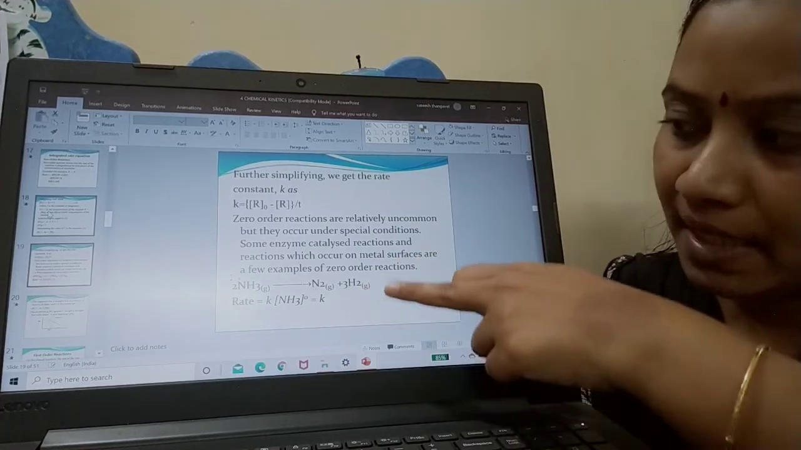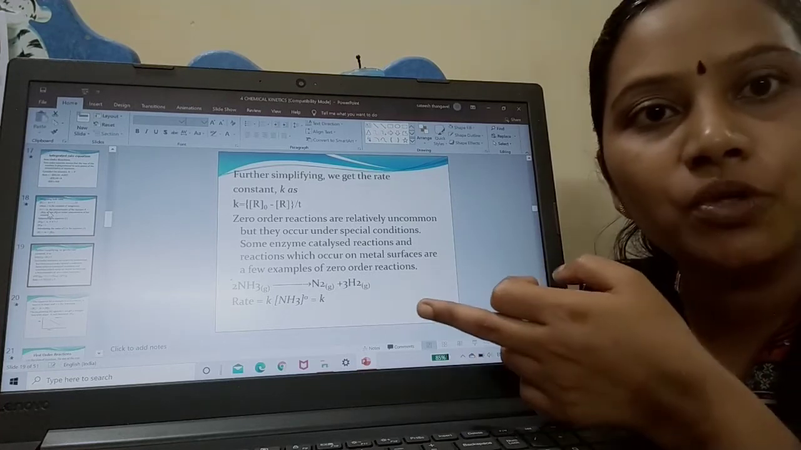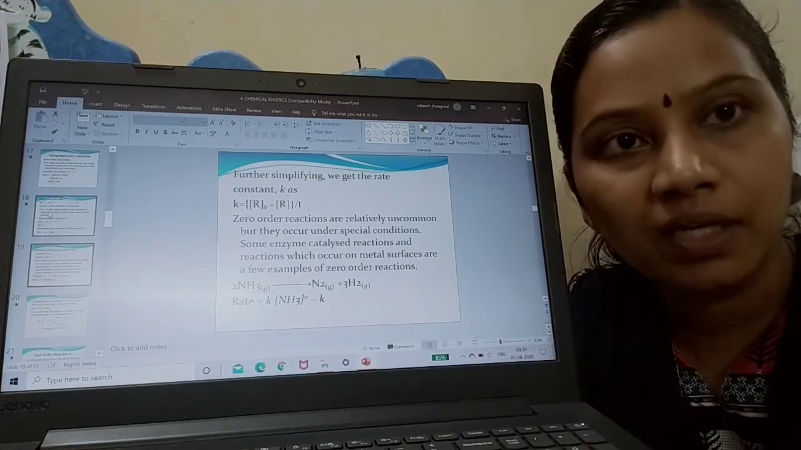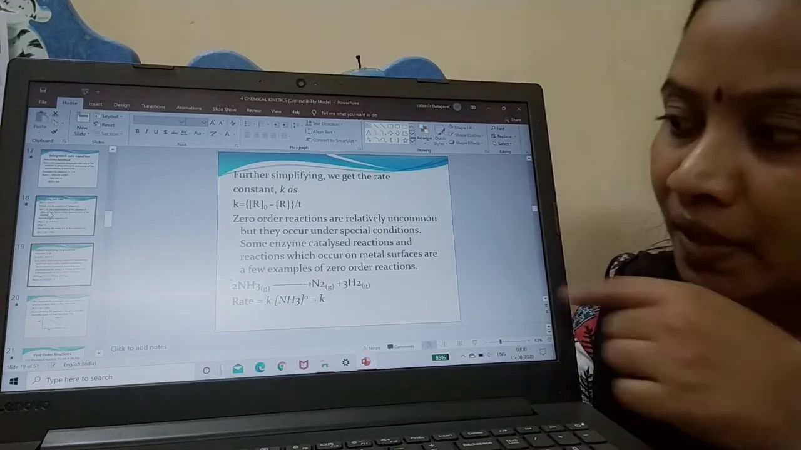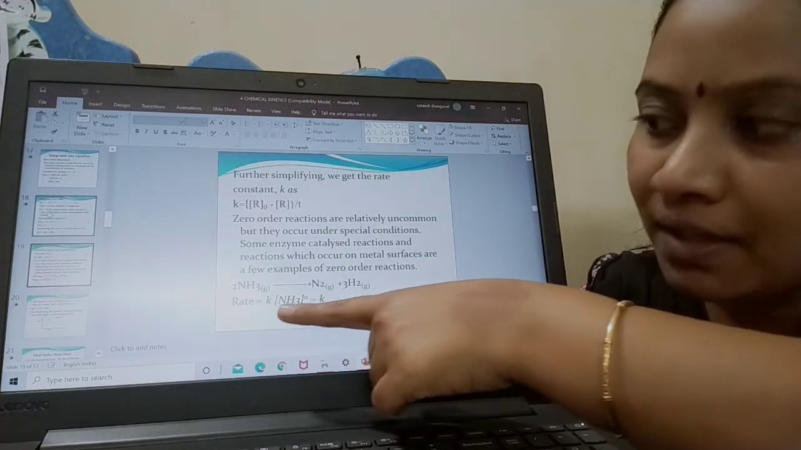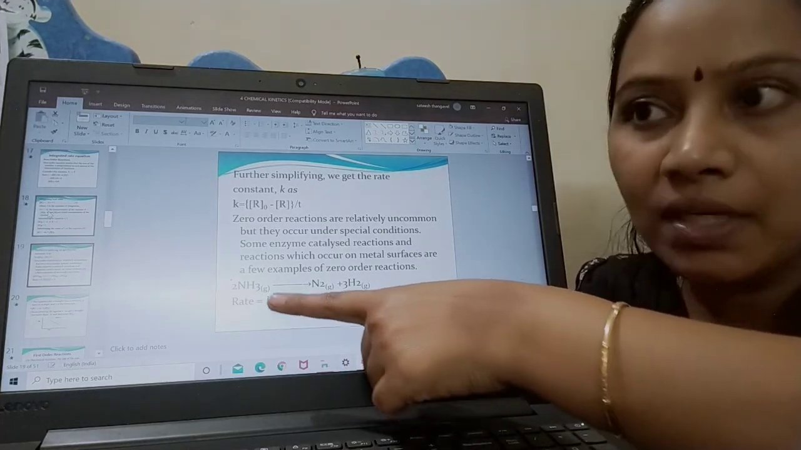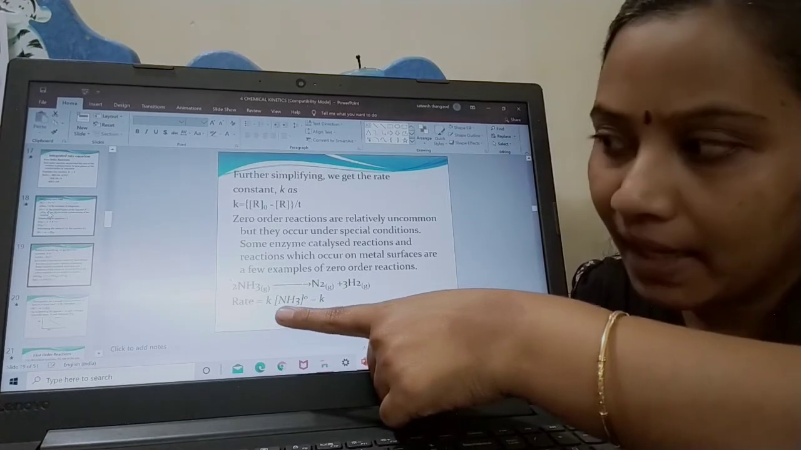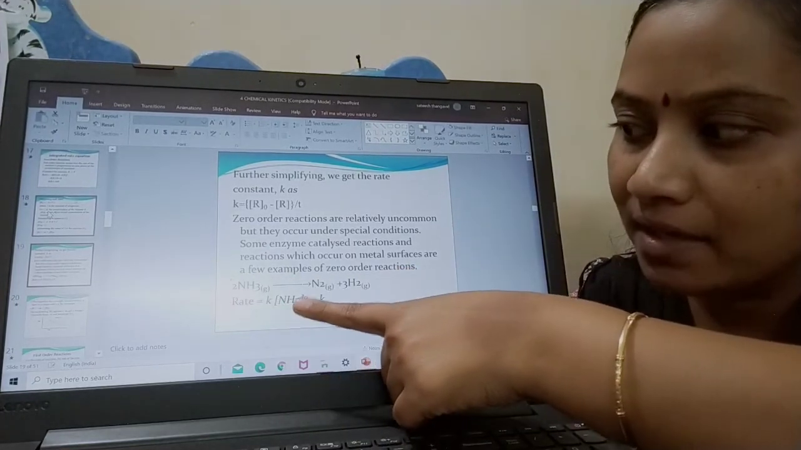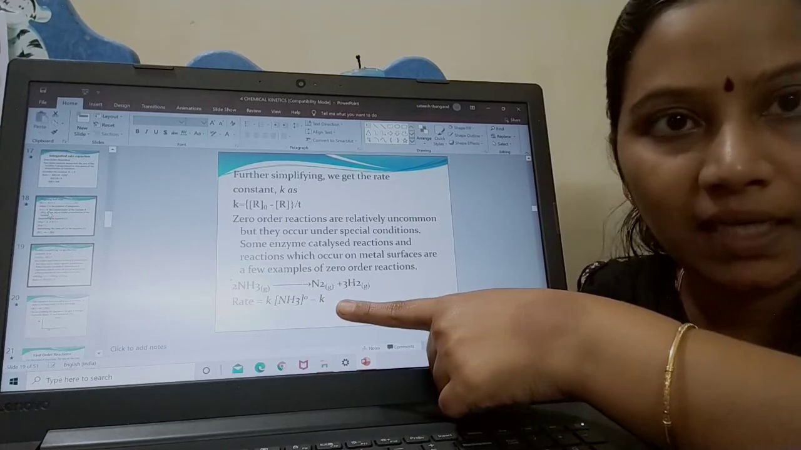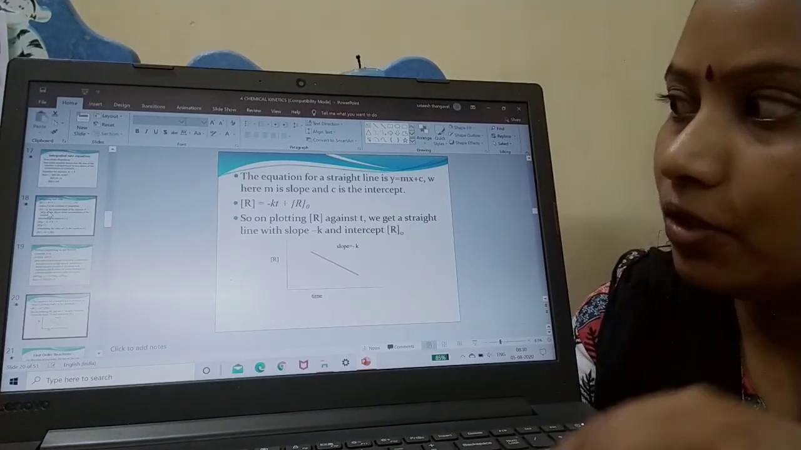Now this is an example of a zero order reaction: the decomposition of ammonia, 2NH₃ gives N₂ plus 3H₂. And what is the rate of the reaction? How will you indicate the zero order reaction? I indicate the rate constant K, then write the concentration of the reactant with power 0, which is nothing but K. This is your zero order reaction.